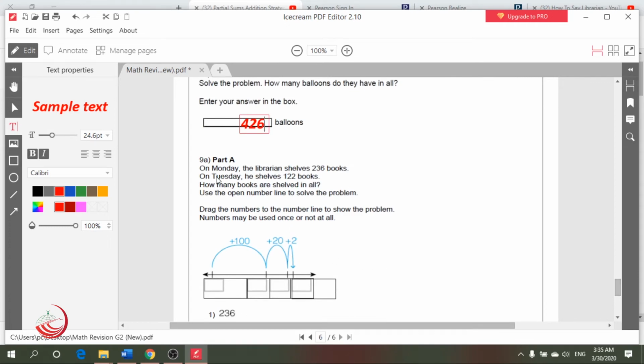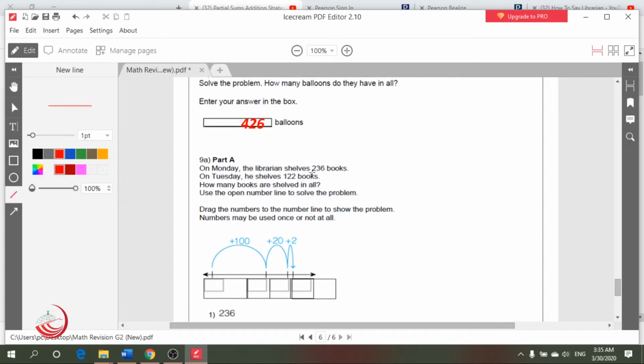Part A. On Monday, the librarian shelves 236 books. So we will underline the number here, which is 236 books. On Tuesday, he shelves 122 books. So what is the meaning of shelves? He is putting that number of books on the shelves. How many books are shelved in all? How many books are put in or organized on the shelf?